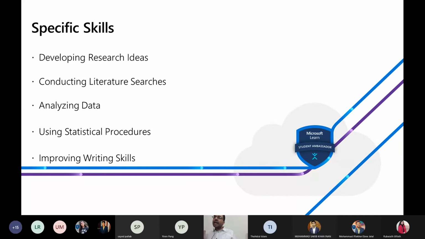And that is an indicator of how your data should behave. So using a statistical procedure, you can analyze your data. There are so many statistical procedures you can find online, right?